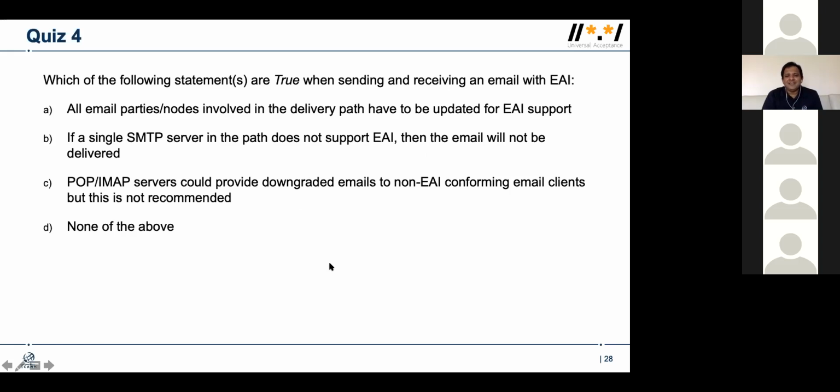Which of the following statements are true when sending and receiving an email with EAI? First one, all email parties nodes involved in the delivery path have to be updated for EAI support. B, if a single SMTP server in the path does not support EAI, then the email will not be delivered. C, POP IMAP servers could provide downgraded emails to non-EAI conforming email clients, but this is not recommended. And then D, none of the above. What do you think?